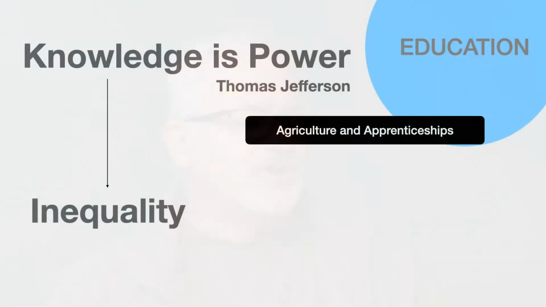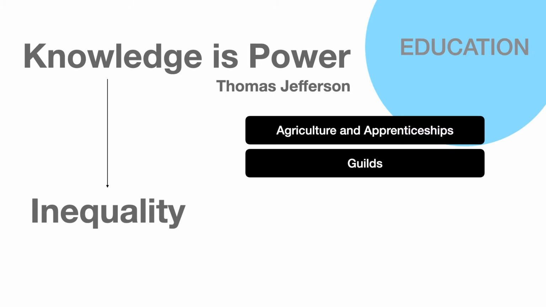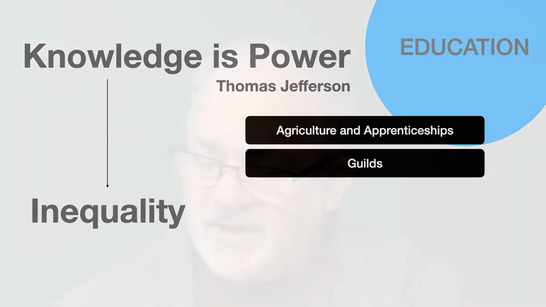Now, at the beginning, we had this notion, such as in agriculture and apprenticeships, you would learn from the masters and you would become that. That was the way in which knowledge was transferred from person to person. This formulated later into guilds and organizations, and these guilds and organizations protected the information.